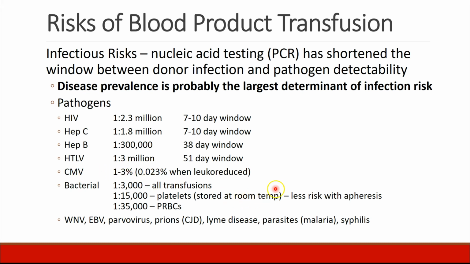Other viruses like CMV, 1 to 3%, although this can be reduced by leukoreduction since CMV is involved with white blood cells. Bacterial transmission is actually quite common, about 1 in 3,000 of all transfusions. In platelets, it's about 1 in 15,000, although the risk is less with apheresis, and 1 in about 35,000 with packed red blood cells. Of course, any infectious product can be transmitted, including West Nile virus, Epstein-Barr virus, parvovirus, prion diseases, Lyme disease, parasites like malaria, or syphilis.